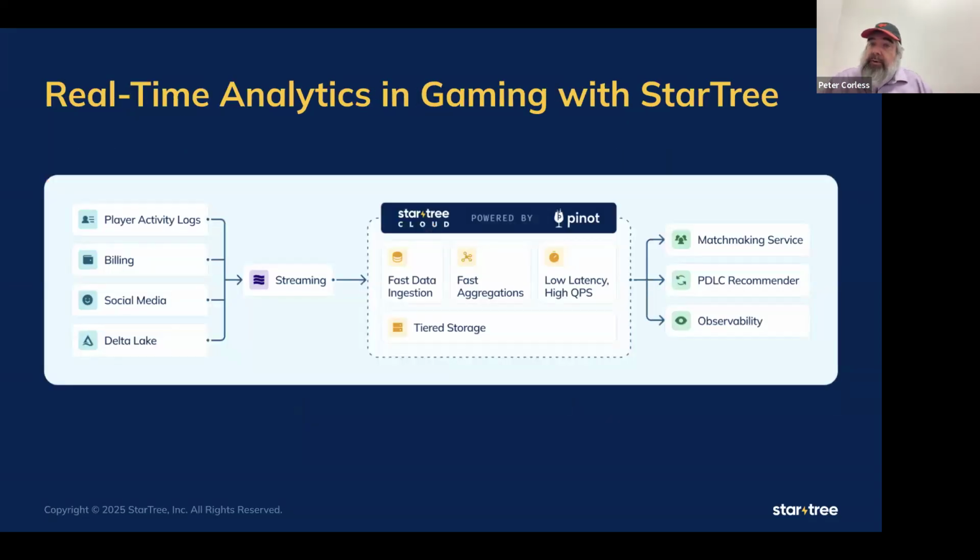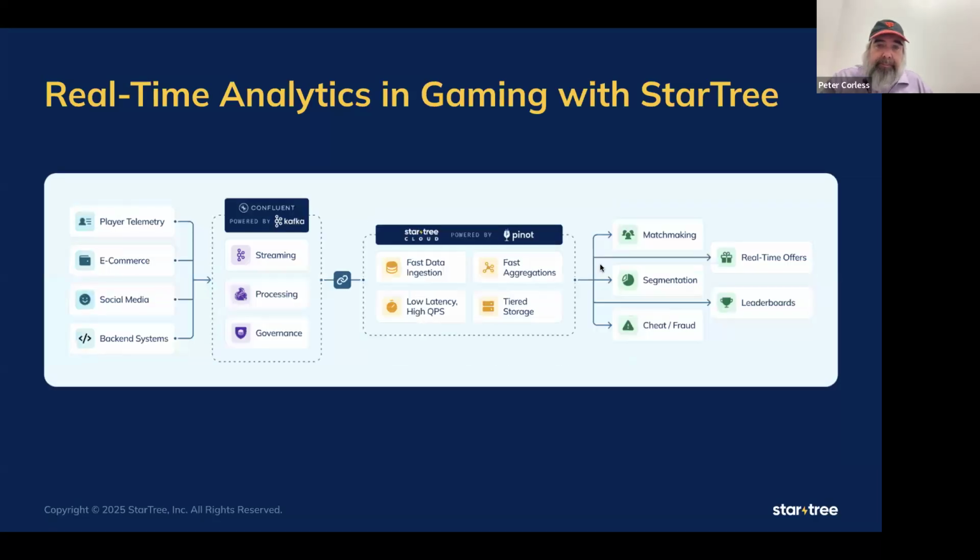So this is kind of what the new stack looks like. Again, you're getting player logs and all this kind of stuff coming in from that side. It's going through streaming. You get these fast data ingestions, these fast aggregations, high QPS, the tiered storage, and then you can serve whatever you want to, whether it's observability for internal utility, or observability dashboards so players can see what's the fastest server I can play on these days, or which servers are yellow light or red light in terms of how full they are. You can do both internal and external elements of observability for the player base.